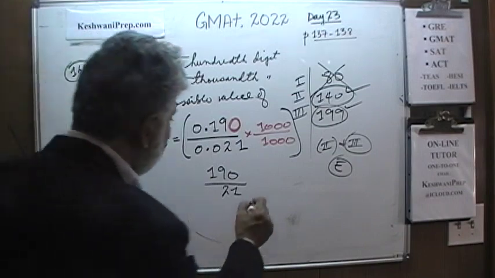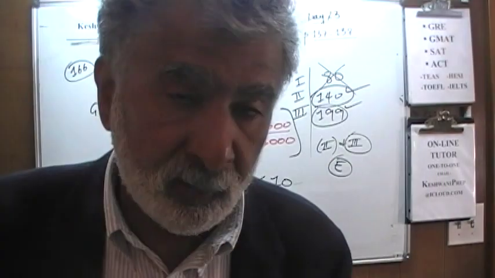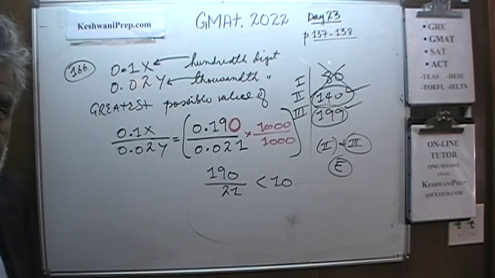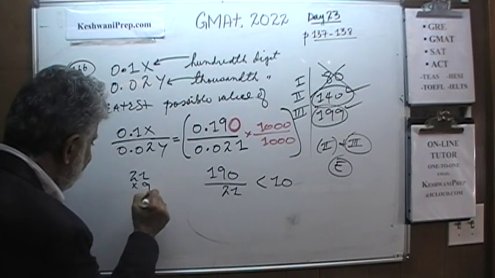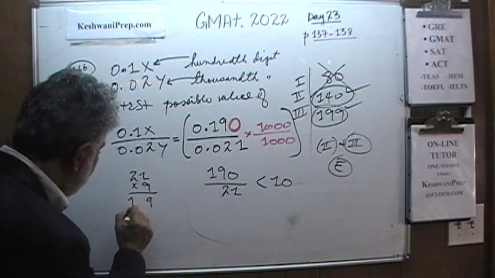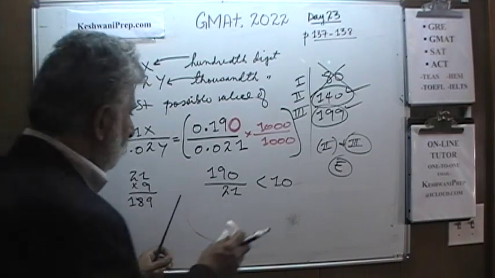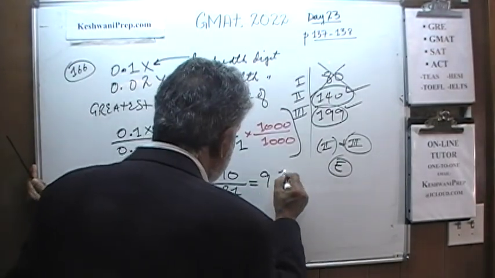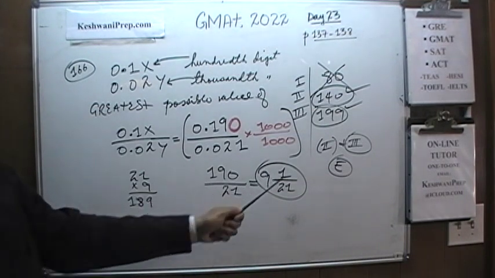190 over 21 is clearly less than 10, because 10 times 21 is 210, obviously, and this quantity obviously is less than 210. Is it more than 9 or is it equal to 9? Let's find out where we fall with that one. 21 times 9 would be 9 and then 18. There you go. 9 21s are 189, which means that this quantity, 190 over 21, is exactly equal to 9 and 1 over 21, because we have 189 with a remainder of 1.